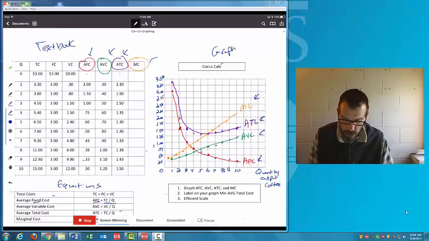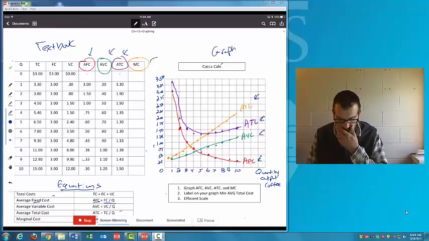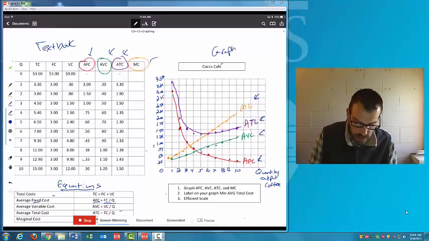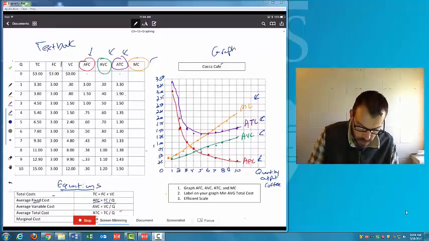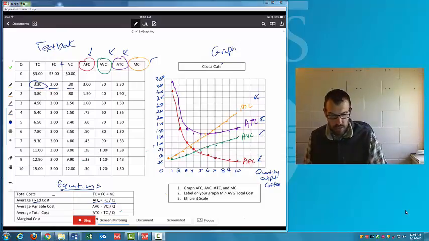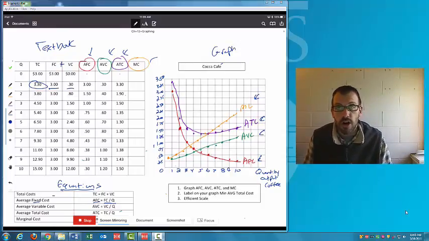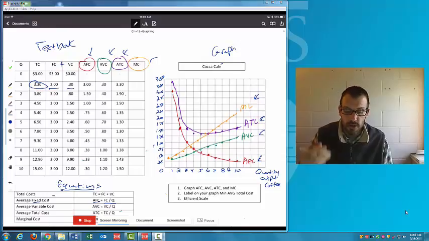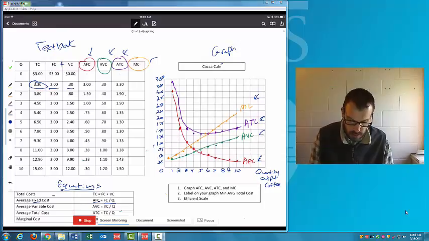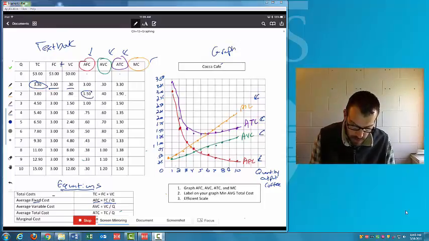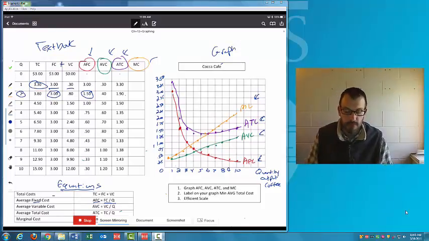Here are all the equations. I had them filled out for you. Your fixed cost plus your variable cost gives you your total cost. So here we have $3 plus 30 cents, which gives us $3.30. Our average fixed cost is going to be our fixed cost divided by our quantity. Over here we have $1.50. We take our fixed cost, which is $3, and divide that by 2, which gives us $1.50.